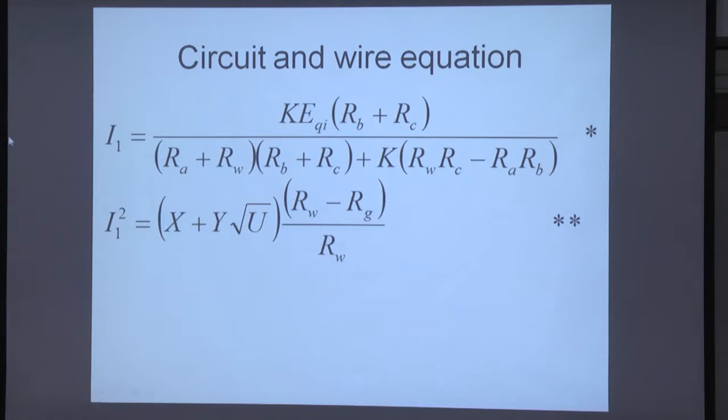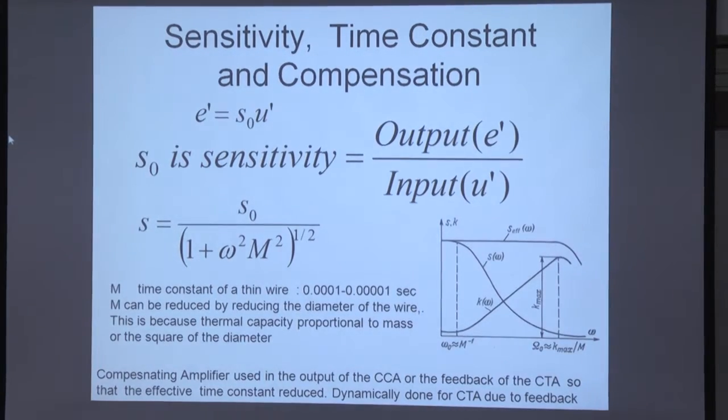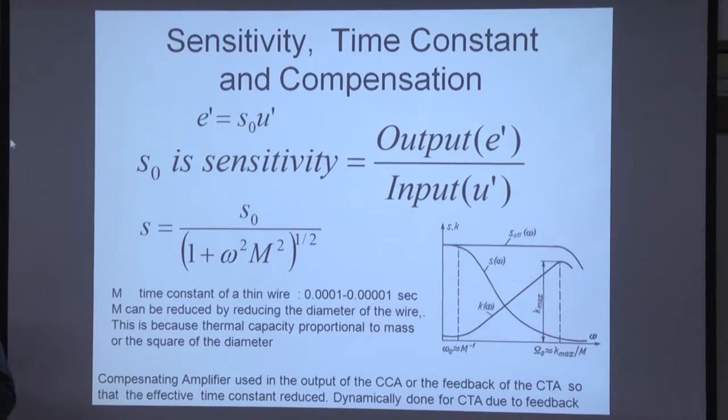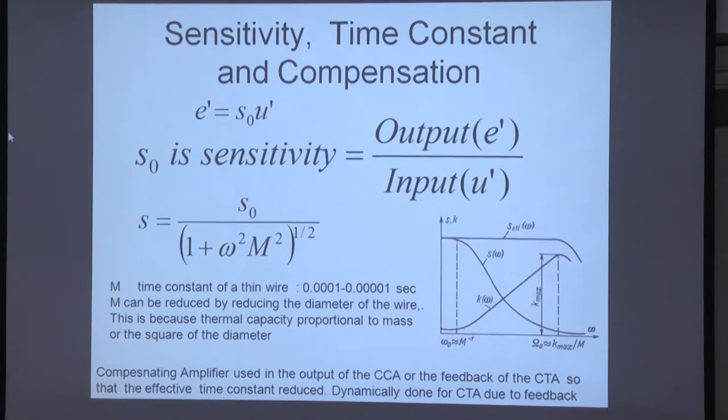Well, the circuit and wire equations are given here, which I will not go into. This has come by solving the circuit equation, and this is simply your simple form of King's law. The second one, this double star thing, is the wire equation. Okay, this is perhaps one of the most important things about that. This is where the physics of why a hot wire works the way it does comes in.